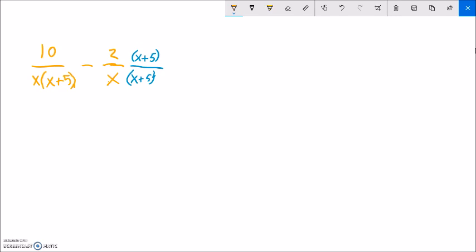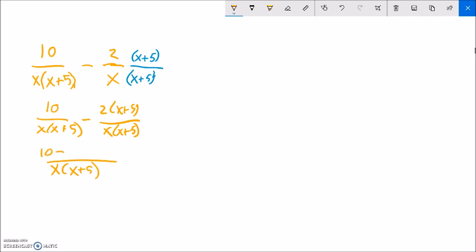So now those denominators are the same. So now I'm in good shape. So notice up top what I have is 10 over x times x plus 5 minus 2 times x plus 5 over x times x plus 5. Now I'm going to keep that denominator the same. It's just my denominator. And at the top, I'm doing the subtraction. So I have 10 minus 2 times x plus 5.